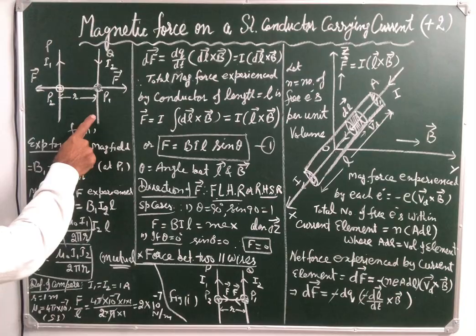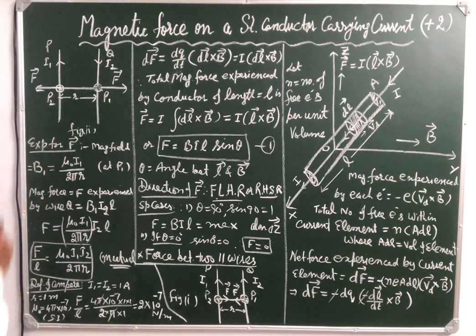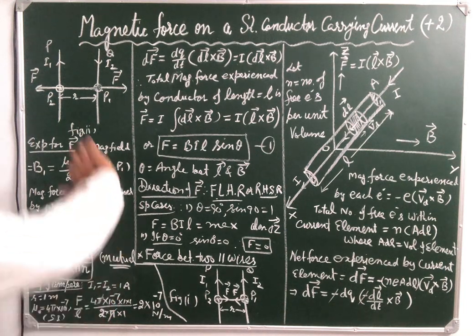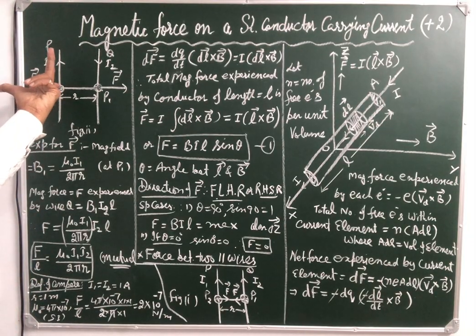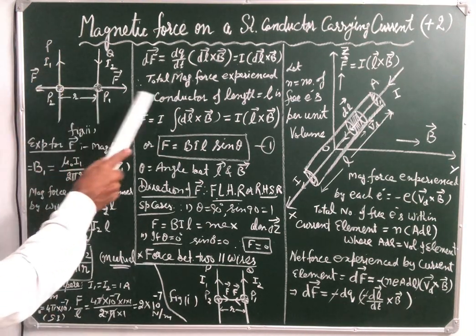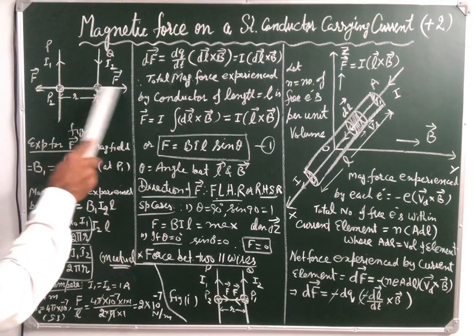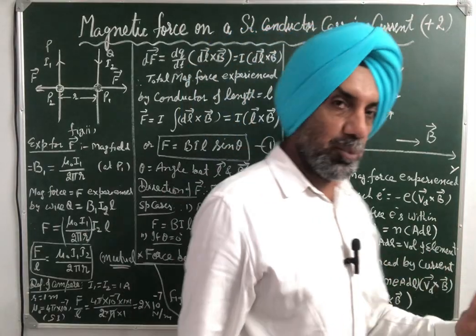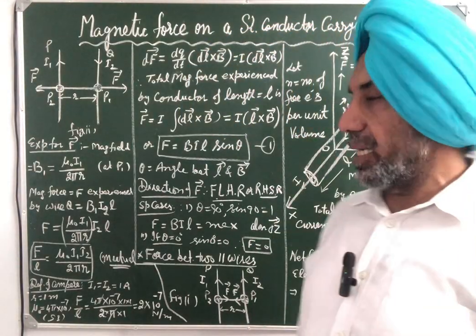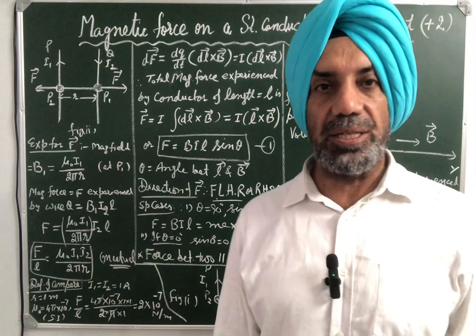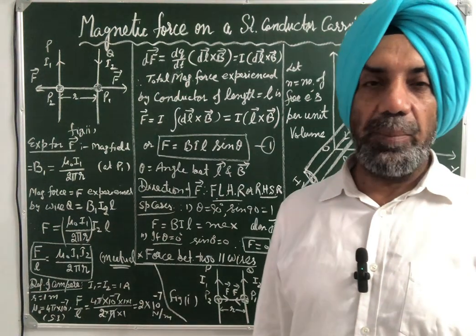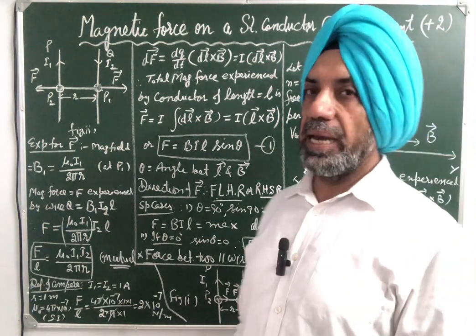Similarly, the magnetic field due to wire Q on P, that is at P2, will be downward by the right hand thumb rule. So the magnetic field is downward, the current is upward, and the thumb is outward. So two parallel wires carrying currents in the opposite direction repel each other. This is very, very important. Two parallel wires carrying current in the same direction attract each other, whereas two parallel wires carrying current in the opposite direction repel each other. The direction of force is given by Fleming's left hand rule, and the direction of magnetic field is given by the right hand thumb rule.